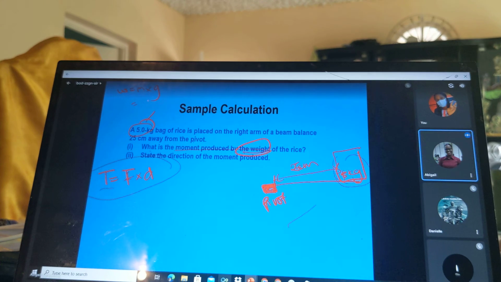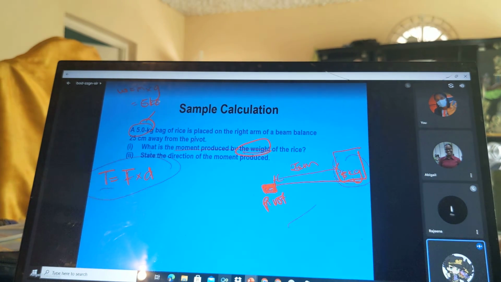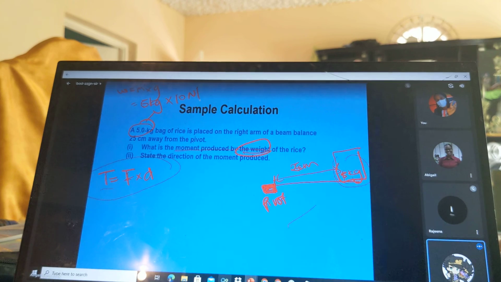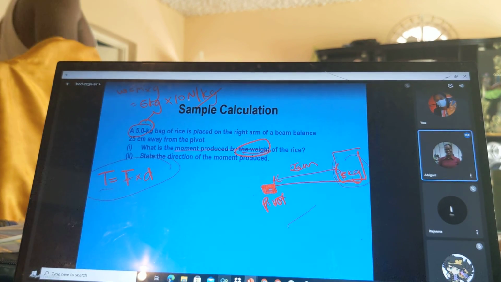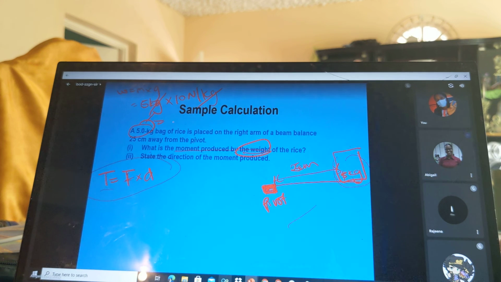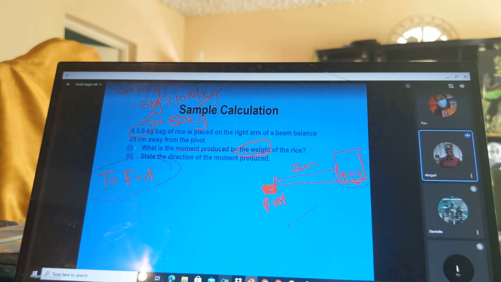And what is the mass in this case? 5 kg. And what is the gravitational field that we use if we're not told what to use? 10 newtons per kg. Kg cancels kg, leaving us with newtons. So 5 times 10 is equal to 50 newtons.